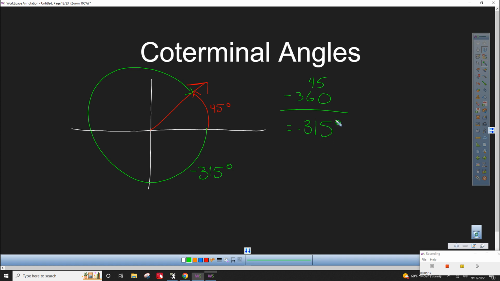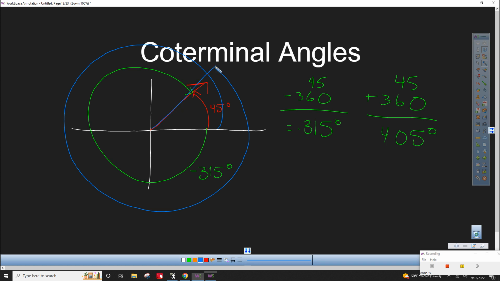Now, what would another co-terminal angle be? What's 45 plus 360? That would be 405. So that means 405 is also a co-terminal angle. If I started here and went 360 degrees and then 45 degrees more, that would also be a co-terminal angle. So they're angles that terminate in the same place on a spot of rotation or on our axes.